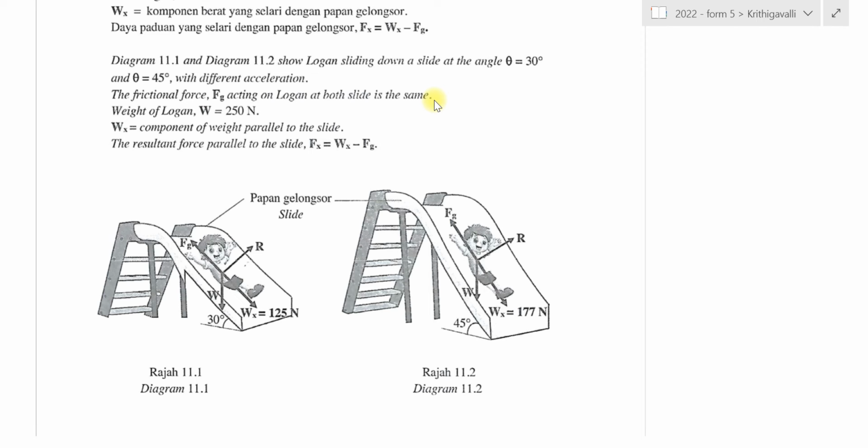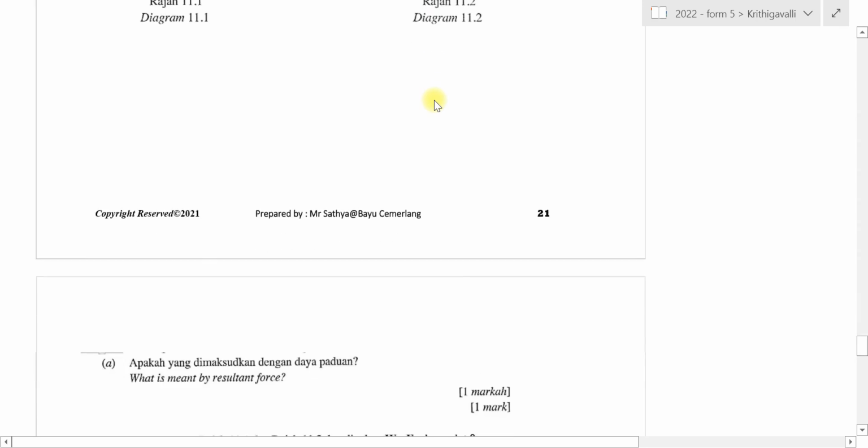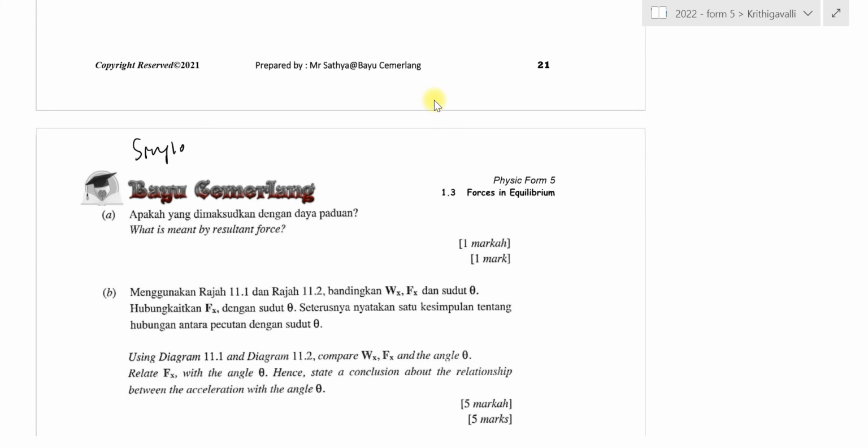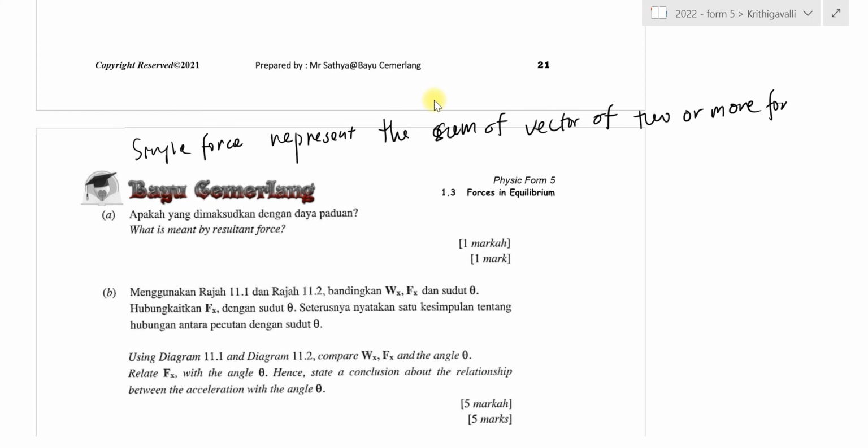Wx is the component of weight parallel to the slide. Okay. Right. Like inclined plane lah. Okay, what is the meaning of the resultant force? So we all know what is the meaning of resultant force. Okay, the basic thing lah. The single force represent the sum of vector of two or more forces that acting on an object.